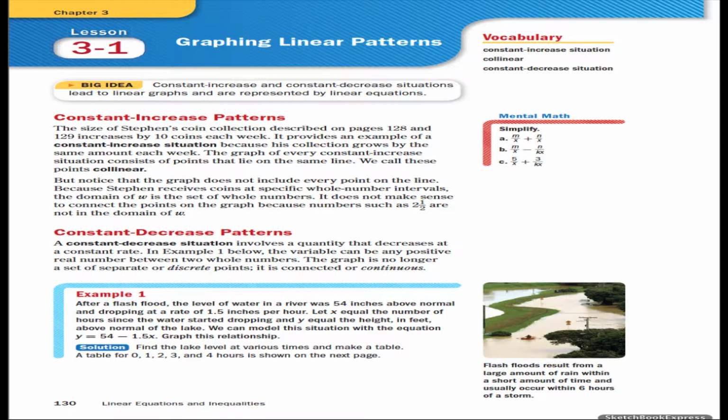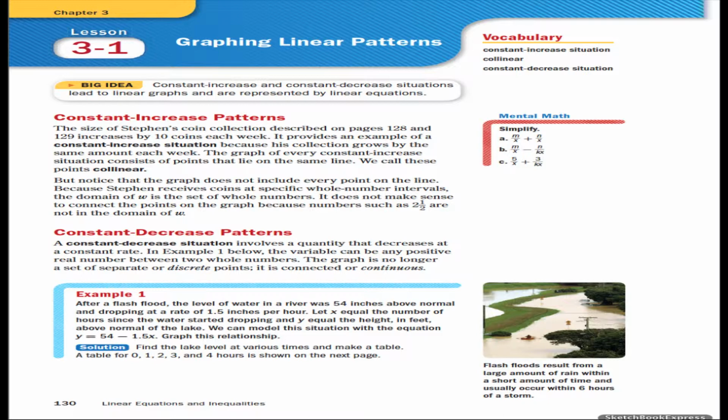If we look at example 1, and I'll go through another alternative example later, it shows us a flash flood situation where the water has risen up. Well, after a flash flood, it stops raining and the water levels start to drop down to their normal level. Well, what kind of situation would this be? This would be a constant decrease situation where there is a rate of change in how fast it's changing per hour. And you'll notice they've represented that. It was 54 inches above normal, and it was dropping at a rate of 1.5 inches per hour.